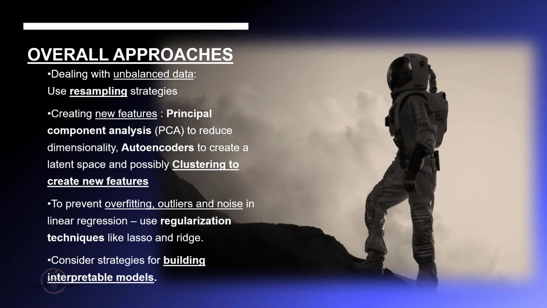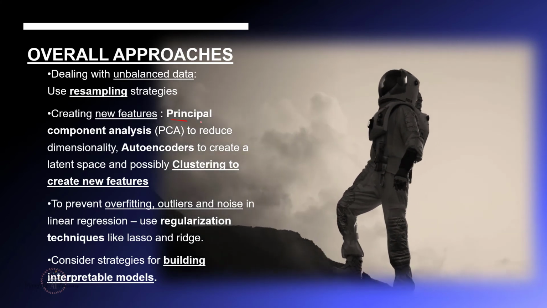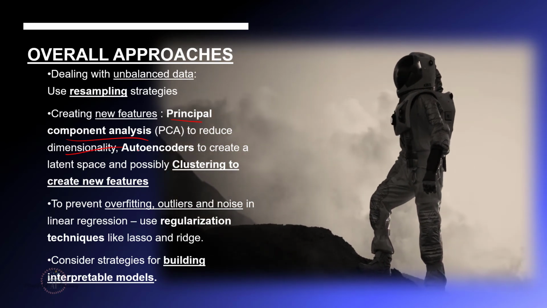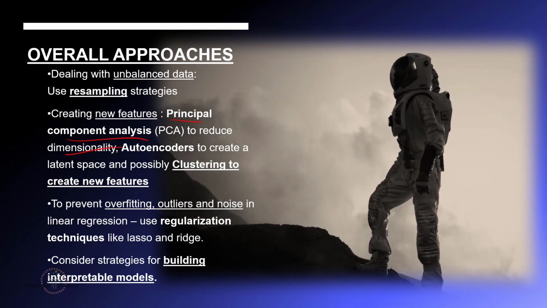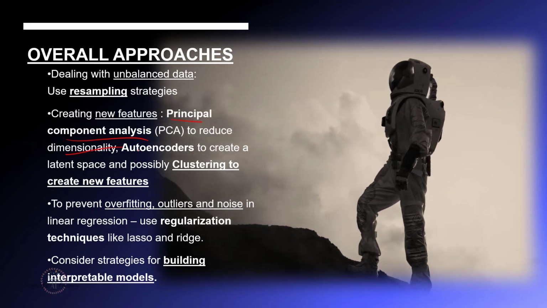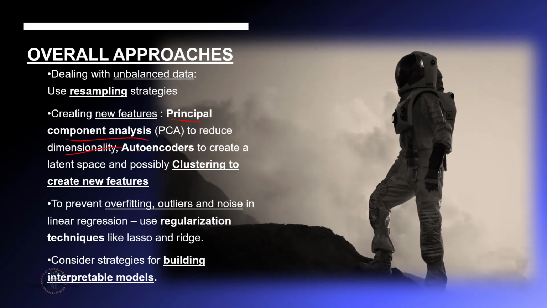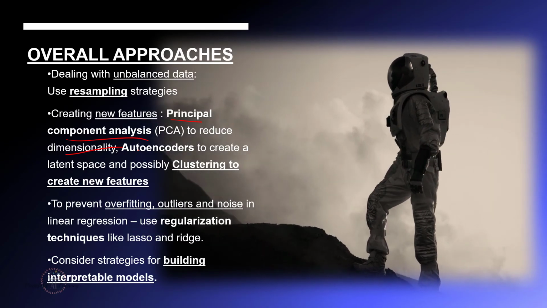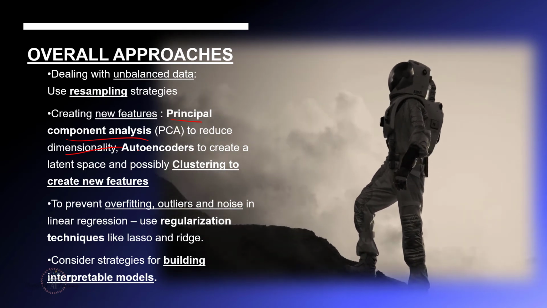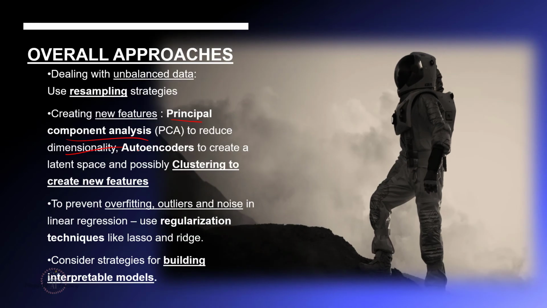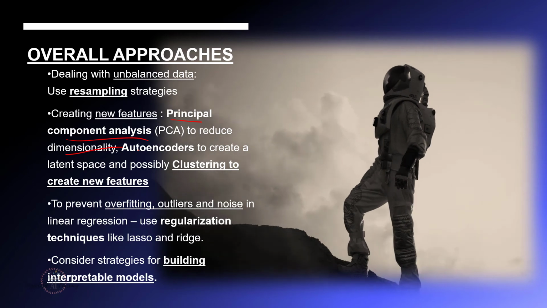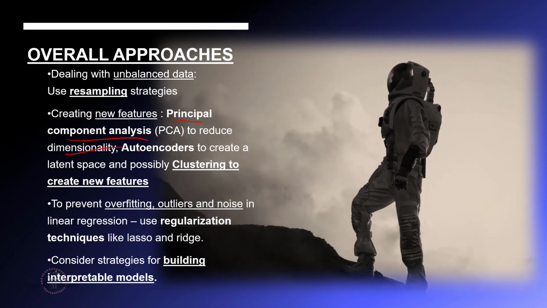In such scenarios, we will transform the data. We will get its principal components so that we can reduce the dimensionality. We can also make use of an autoencoder model to learn the latent space representation of a given data set. And because of this latent space representation, I can now use that compressed data to train my machine learning model. And sometimes I can also make use of clustering to create new features as well. So this is one scenario where I can create new features.